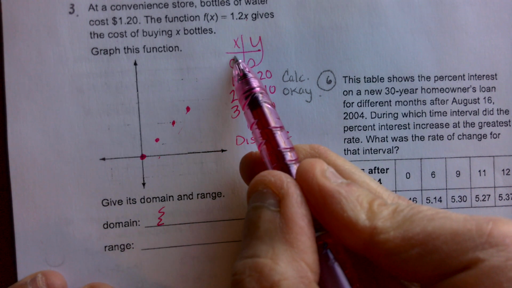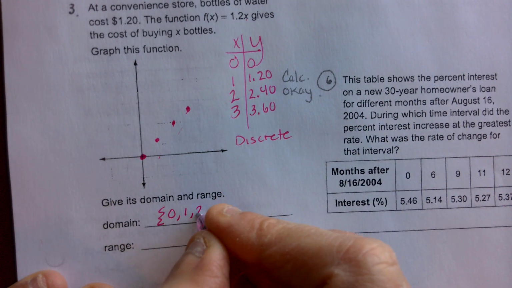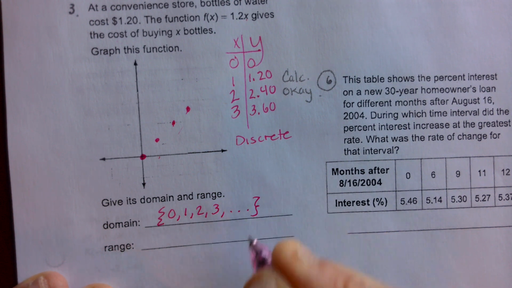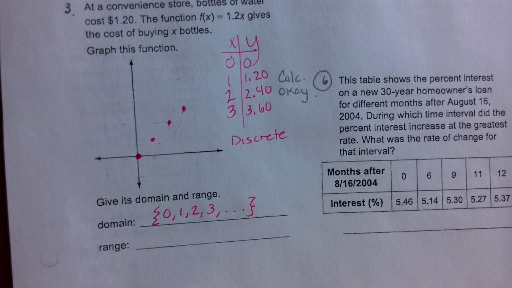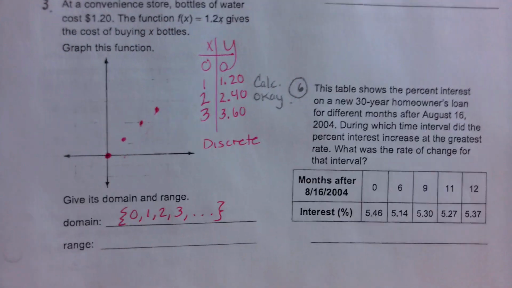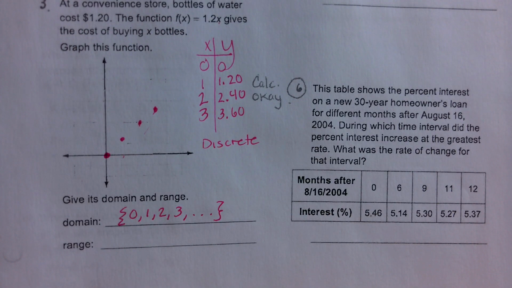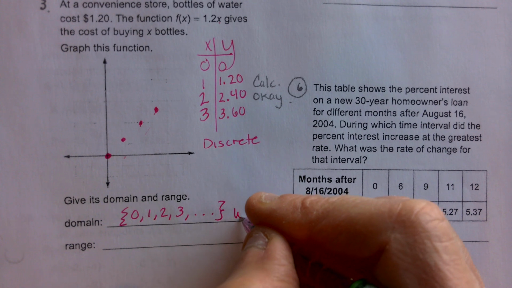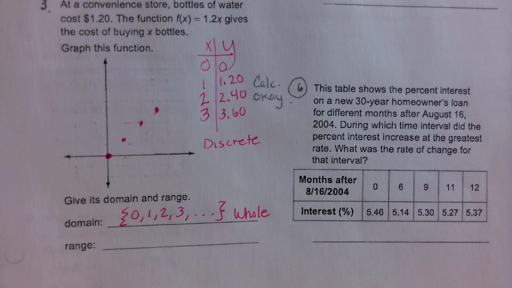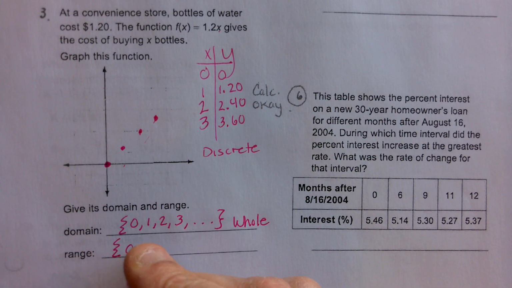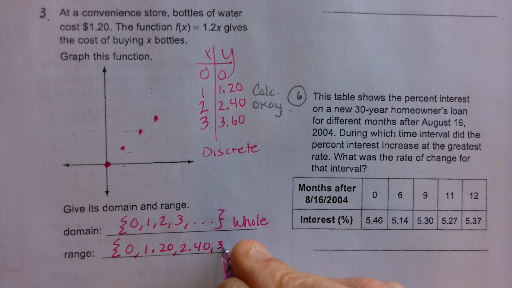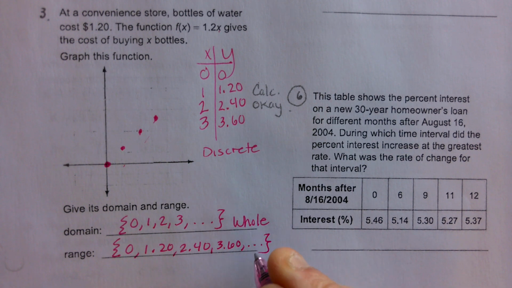So my domain starts here. I could pick 0 or 1 or 2 or 3, etc. And what numbers are these? Why did I have natural written on my sheet? That is so not right. It is not natural. These are the what numbers? These are the whole numbers. And then the range, again, we're going to list them separately. Starts at 0, 120, 240, 360, etc. with the ellipses.